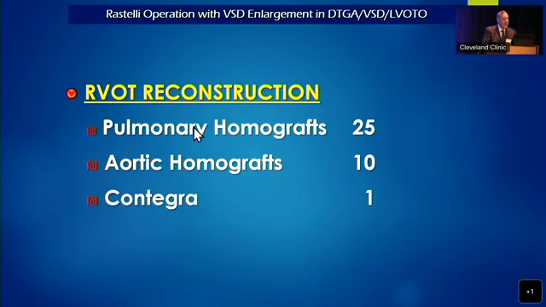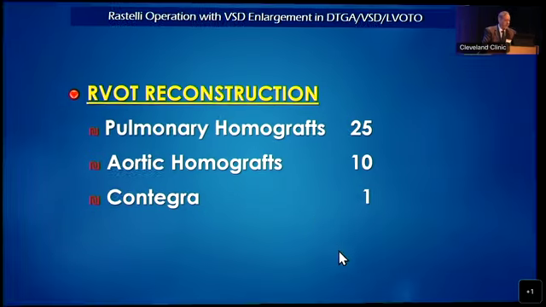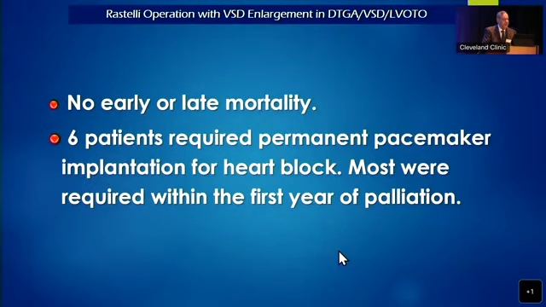The RVOT reconstruction was performed in most of the patients with the use of a pulmonary homograft. Occasionally, if pulmonary homografts are not available, we use aortic homografts. And in one patient, we used the Contegra. Personally, I'm not a fan of the Contegra valve conduits. There was no early or late mortality.